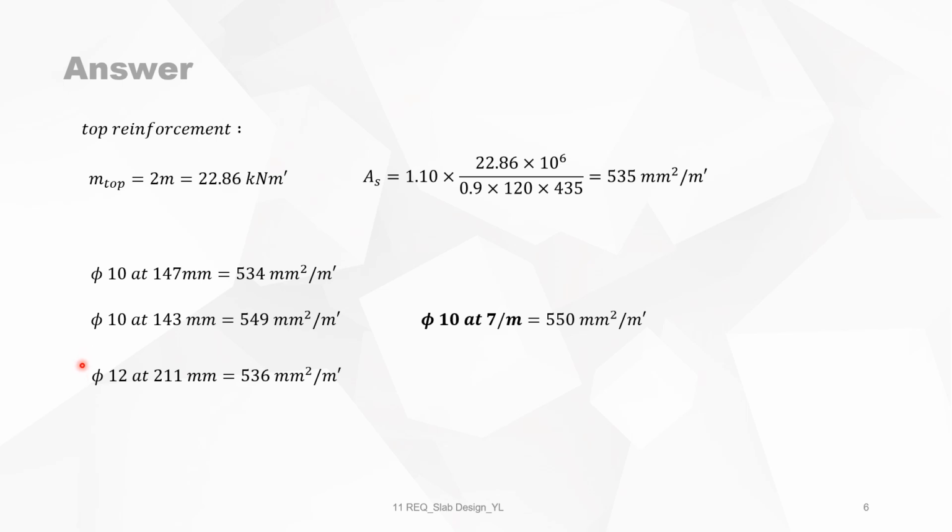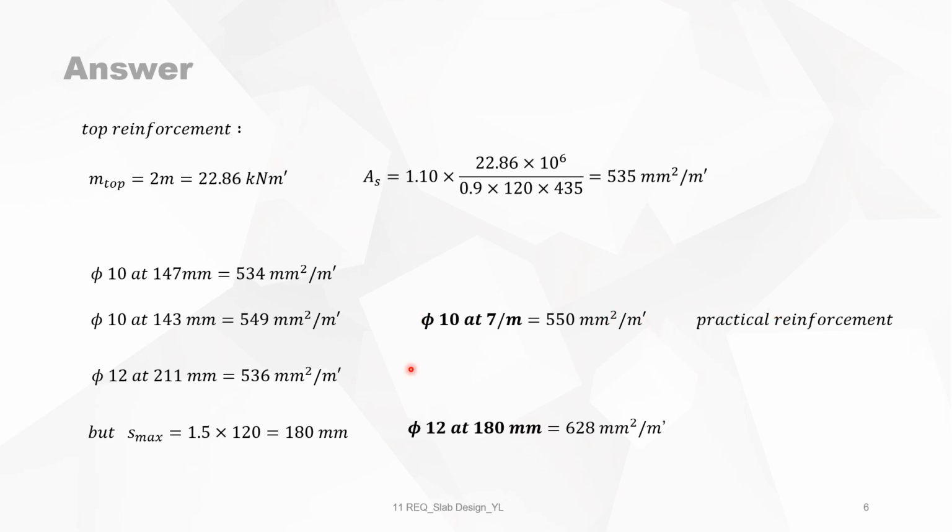You can also look at a diameter 12 at 211 millimeters. This gives you 536. To make it practical, first of all, this is bigger than smax, so you can only take 180 millimeters. If you take diameter 12 every 180 millimeters, you have 628. So you see, this is much more than the needed one. So to avoid this, we will stick with the diameter 10, 7 per meter.